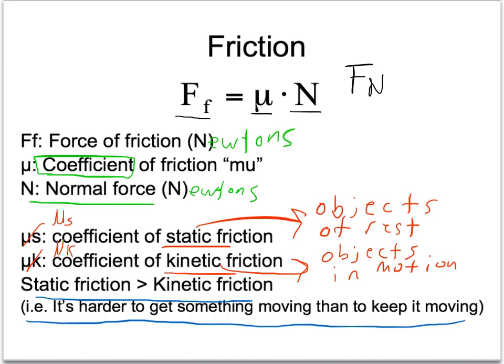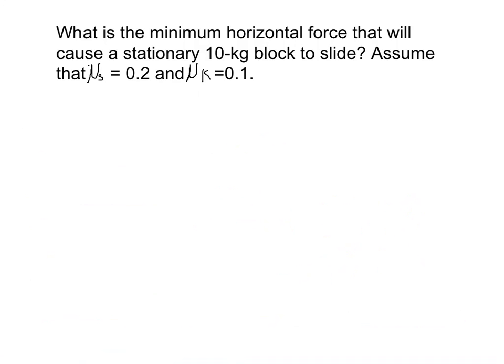All right, let's dive into some math now using that information. All right, this first example is going to be kind of long because I'm going to explain to you what everything means as I go. What is the minimum horizontal force that will cause a stationary, it's going to be important, stationary 10 kilogram block to slide? Assume that mu s equals 0.2 and mu k equals 0.1.